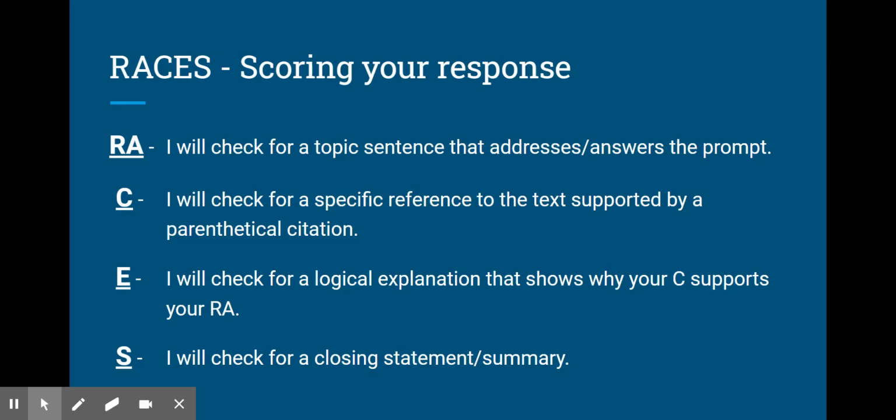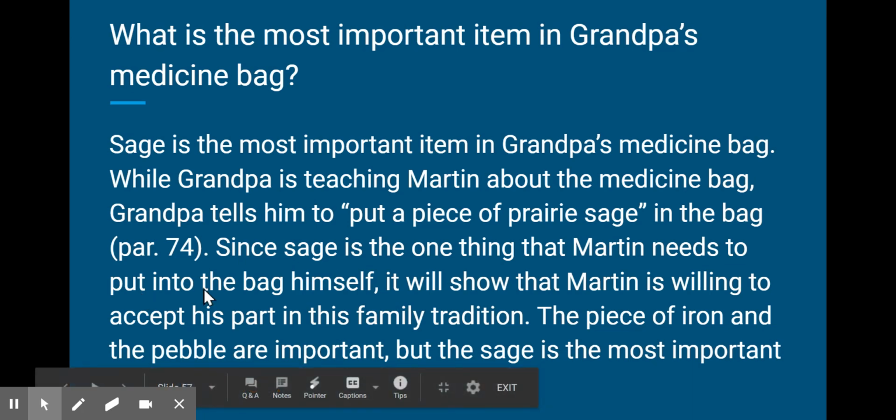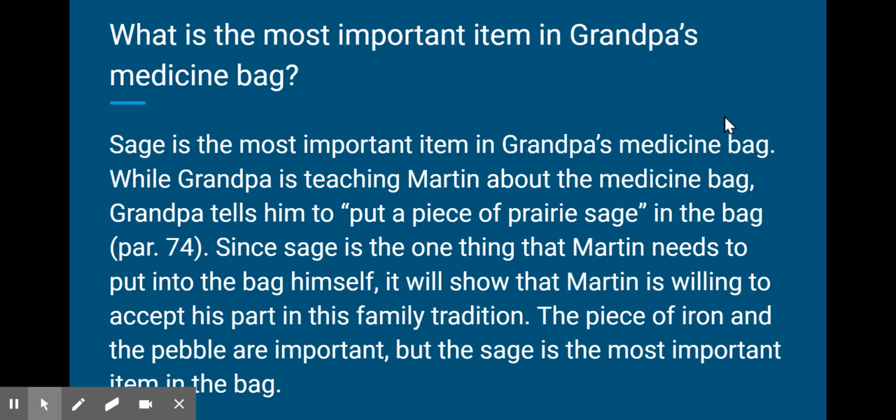I want you to see what this whole thing looks like. And so here it is. Sage is the most important item in Grandpa's medicine bag. While Grandpa is teaching Martin about the medicine bag, Grandpa tells him to put a piece of prairie sage in the bag. Since sage is the one thing that Martin needs to put into the bag himself, it will show that Martin is willing to accept his part in this family tradition. The piece of iron and the pebble are important, but the sage is the most important item in the bag. I hope you can see how that is a unified, consistent response. It has the RA in the first sentence, it has the C in the second sentence, the E, the S.